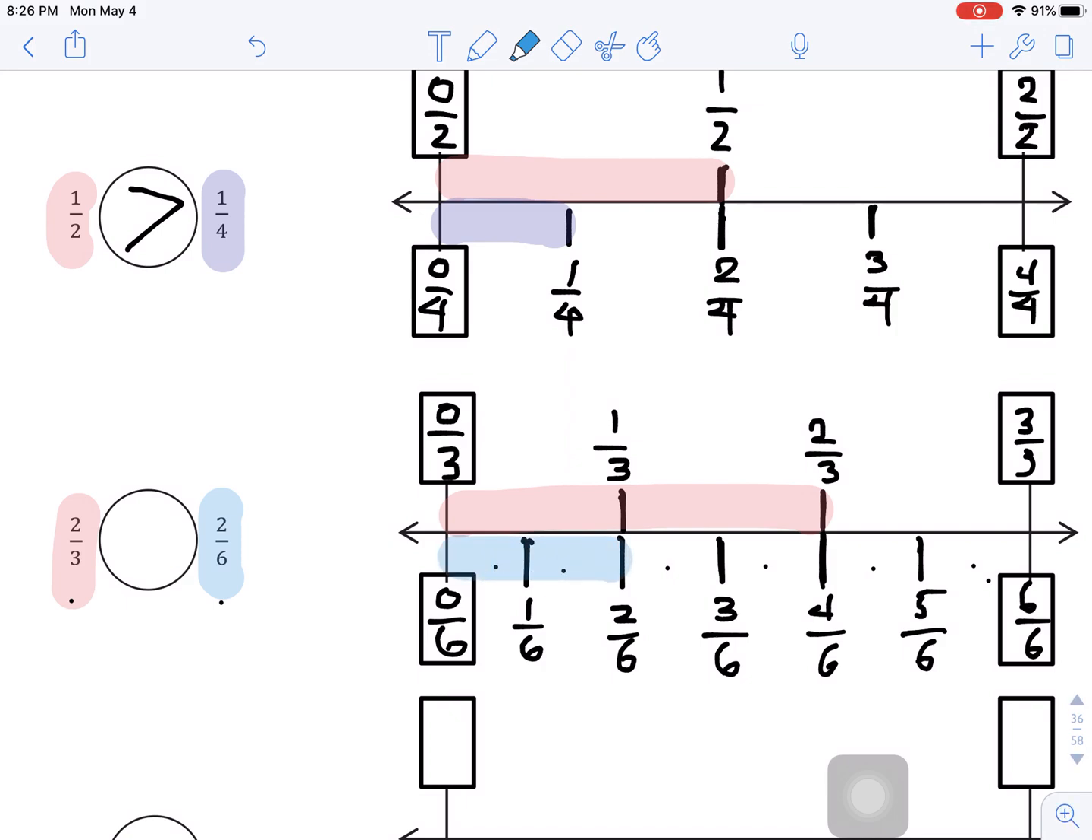Oh, there I'm done. Now I'm going to look at my sentence. My sentence says 2/3 is blank of 2/6. 2/3 is pretty long compared to this one. So is 2/3 greater than or less than 2/6? It's big. I'm going to say greater than. I hope you did too.